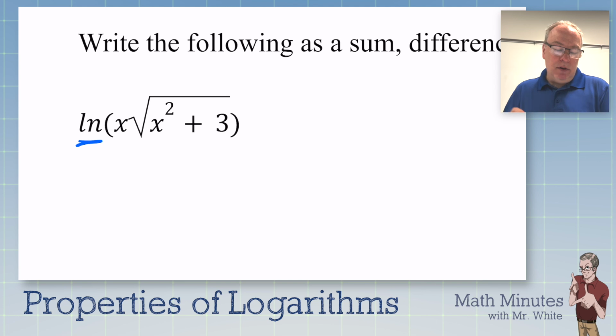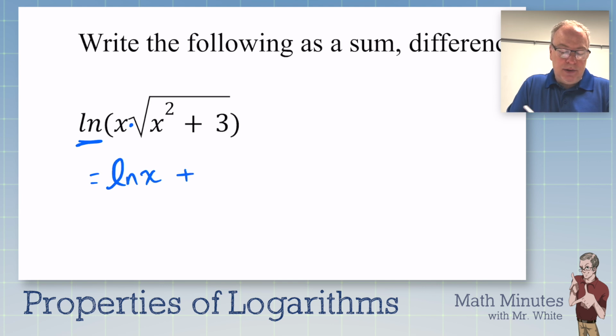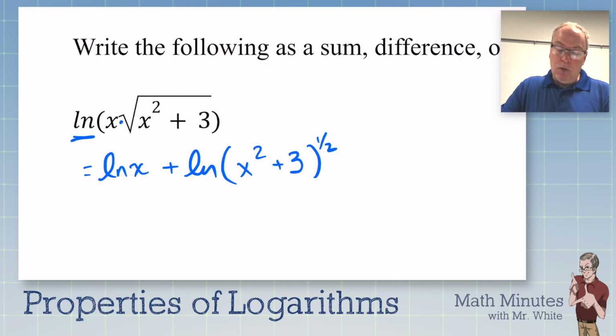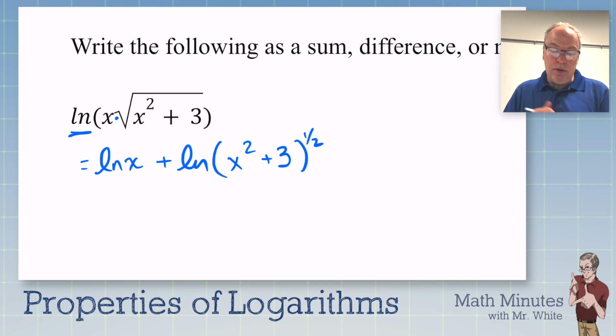Okay, so here we have a logarithm, and I see multiplication. So I'm going to split that into log x plus the natural log of the square root. Now remember, square root can be written like this: x squared plus 3. A square root is a 1/2 exponent. All right, what can we do with exponents? We can throw them out front.